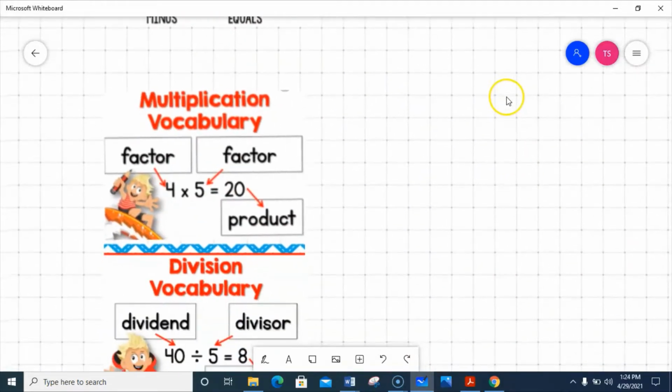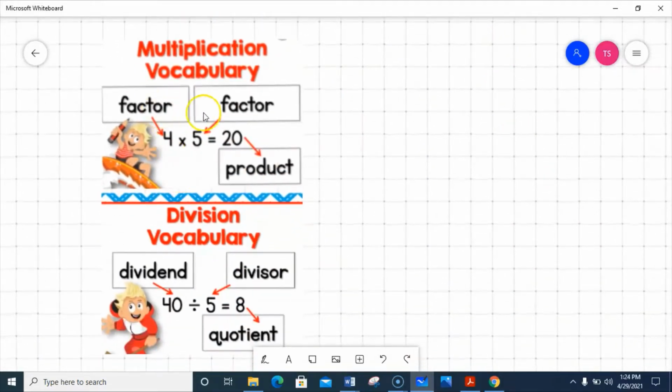Multiplication vocabulary: it's factor, those two numbers we put together in our multiplication to get our product. And there's a commutative property of multiplication, which means we can switch numbers around. 5 times 4 is also 20.